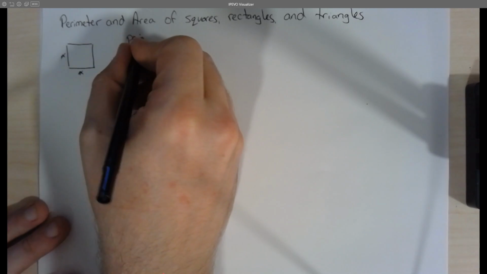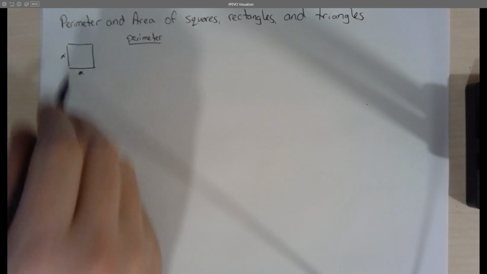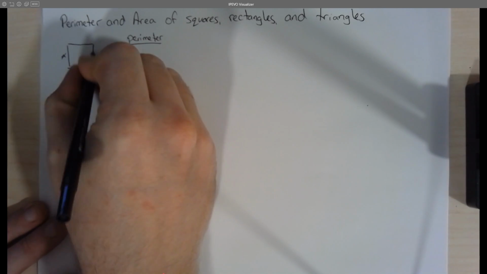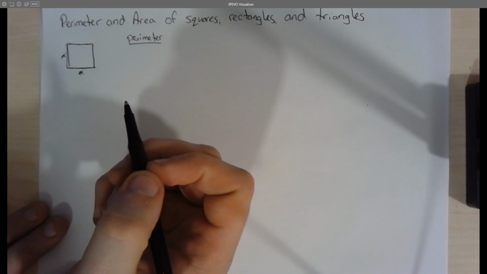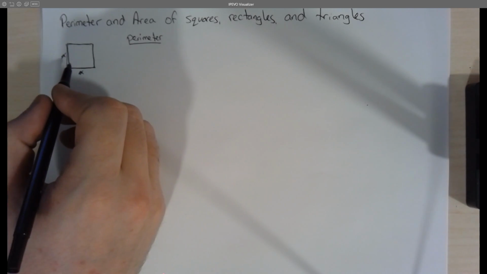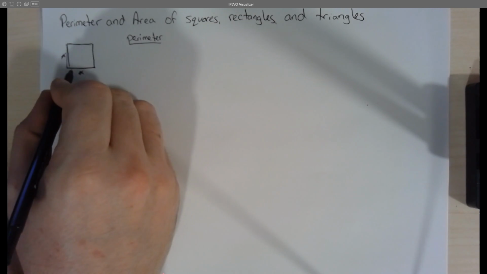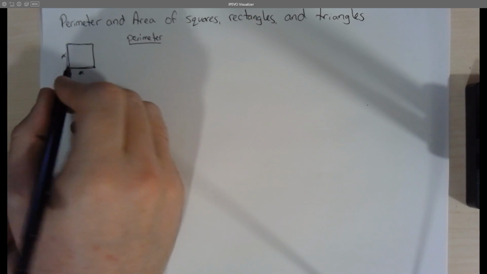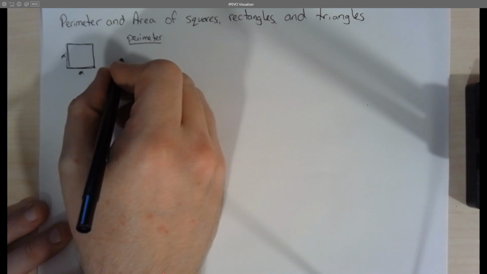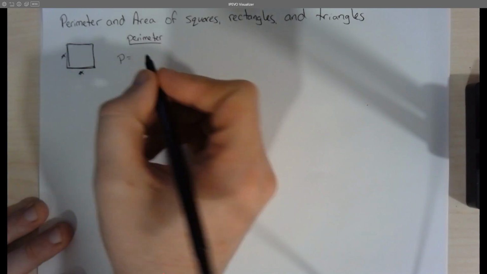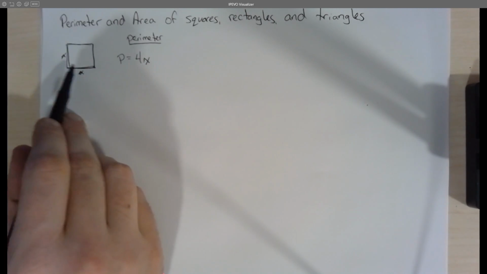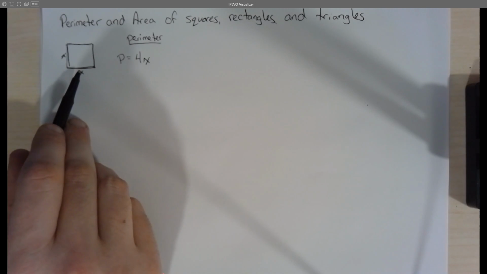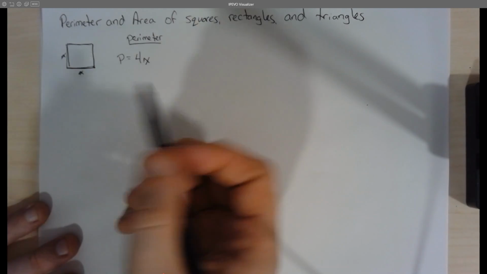So first, for perimeter, the distance around the shape, that's the distance of this plus this plus this plus this. The way to figure that out, because they're all the same size, is that it's going to be 4 times whatever one of the side lengths is. So perimeter, I'm just going to use the letter P for that, is going to be 4x, or 4 times whatever the side length of that square is, where x is the length of the side.